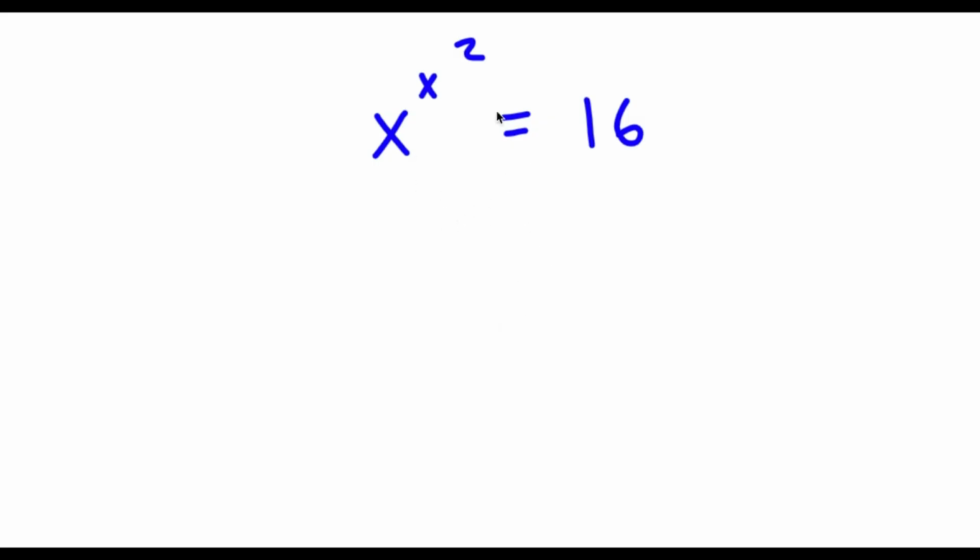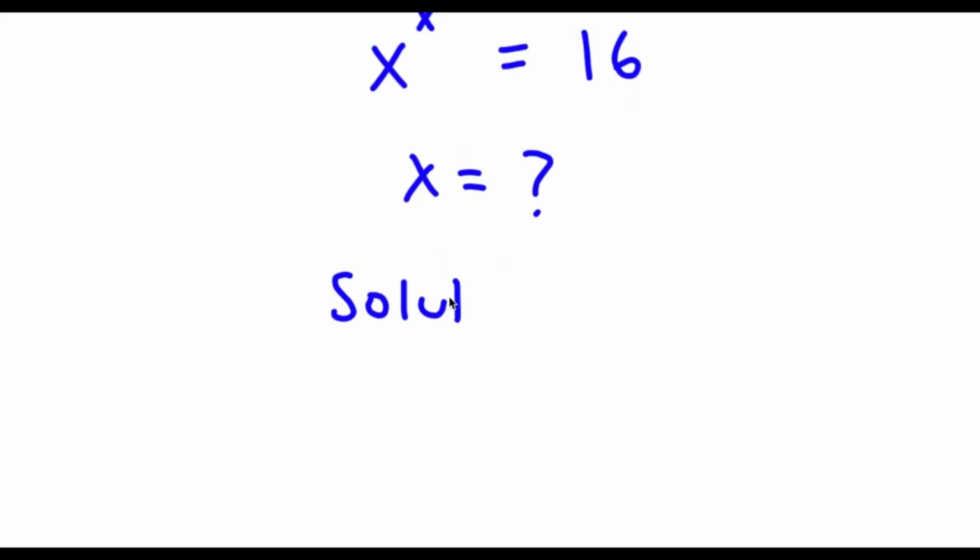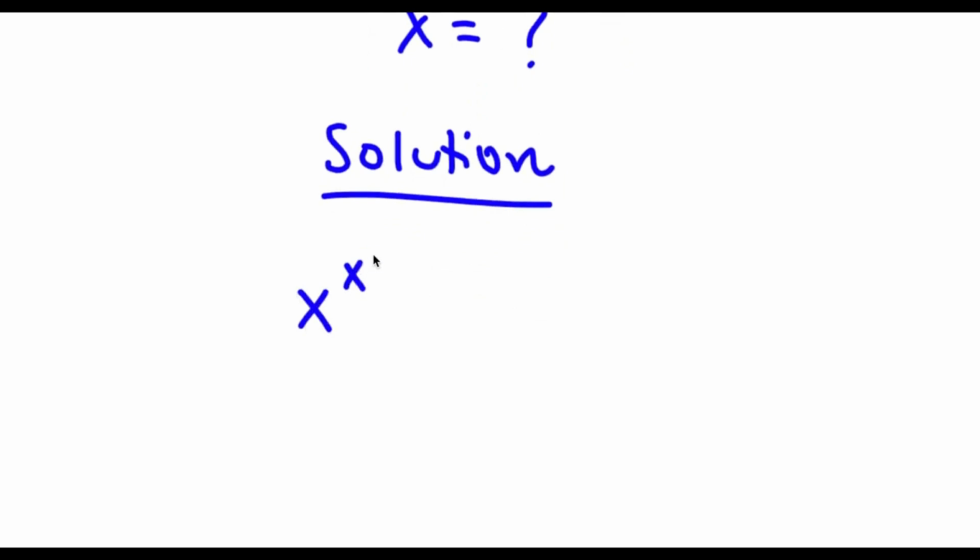Alright, so I have x to the power of x to the power of 2 is equal to 16. So I want to find the value of x here. For my solution, first start with x to the power of x to the power of 2 is equal to 16.